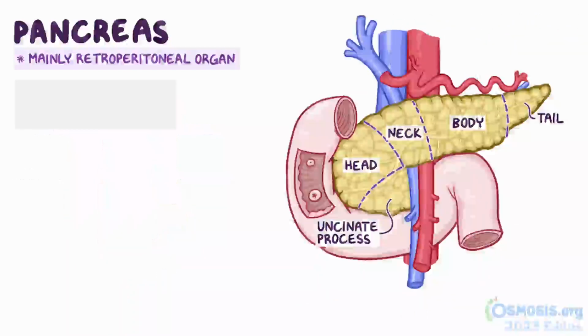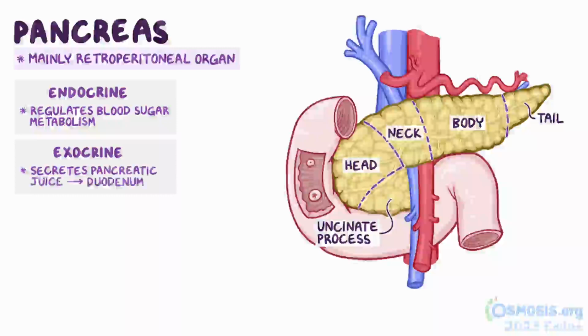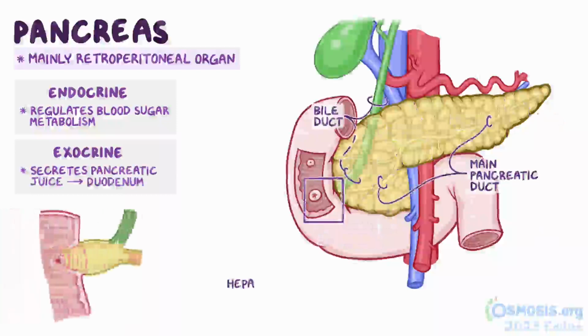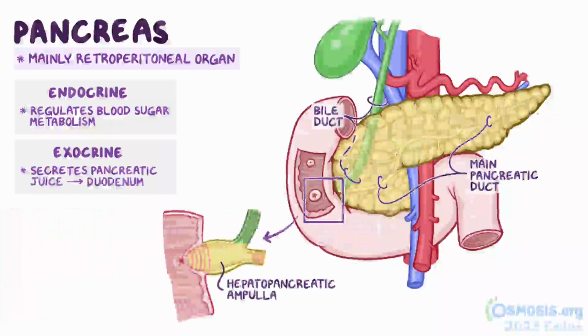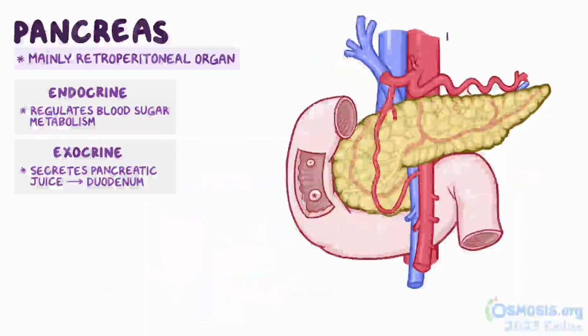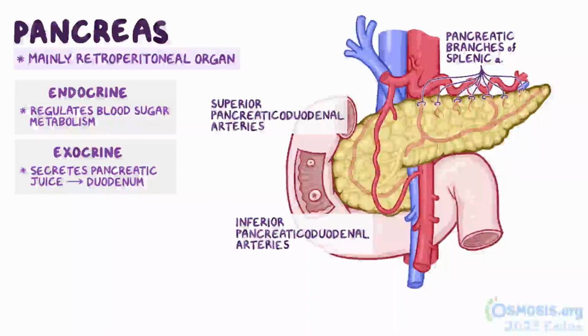The pancreas has a dual role as an endocrine gland, regulating blood sugar metabolism, and an exocrine gland, secreting the pancreatic juice into the duodenum. These juices channel through the main pancreatic duct, joining the bile duct to form the hepatopancreatic ampulla, which secretes into the duodenum through the major duodenal papilla. Blood supply of the pancreas is provided by the pancreatic branches of the splenic artery and the superior and inferior pancreatico-duodenal arteries.